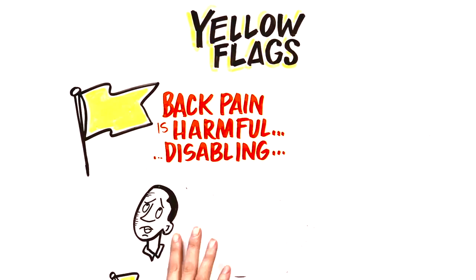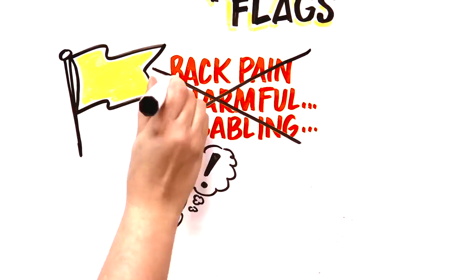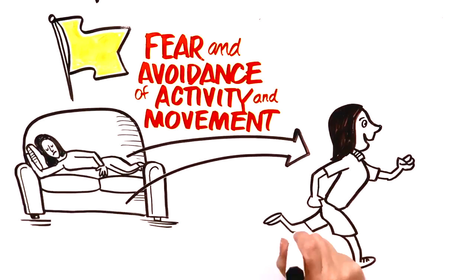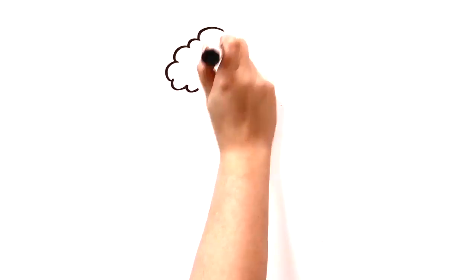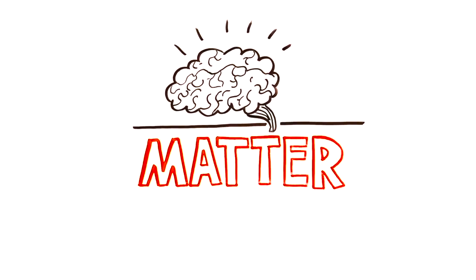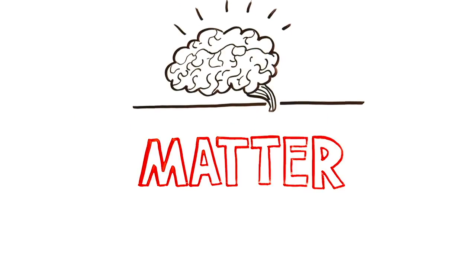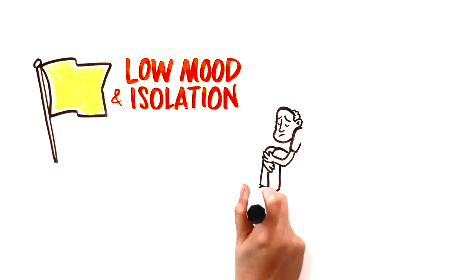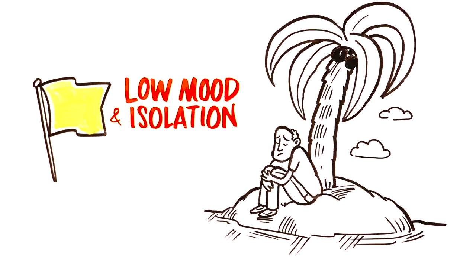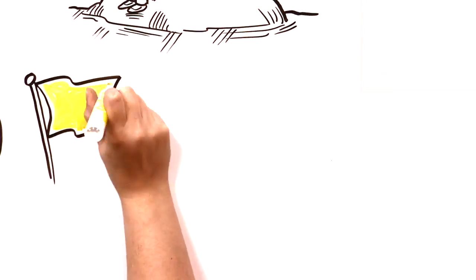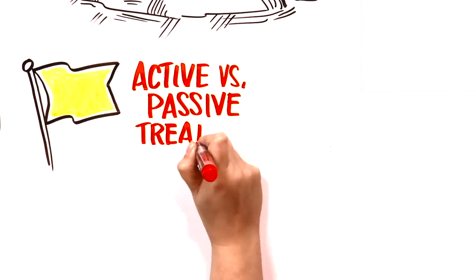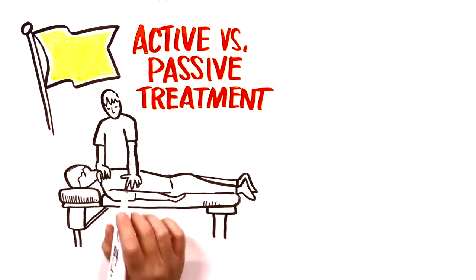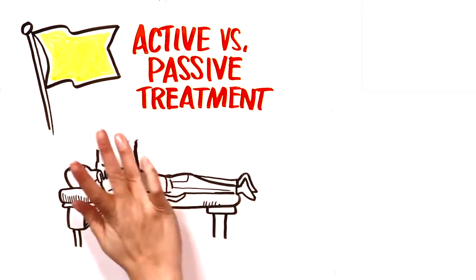Making them believe this debunked flag number 1 because they realized they could function and that it wasn't too harmful for them. This opened up the debunking of flag number 2 because since they didn't think it was harmful, it no longer affected their fear of activity and movement. It just shows that sometimes it's mind over matter. The third yellow flag is a tendency towards low mood and isolation. The fourth flag is the belief that passive treatment instead of active treatments will help. Some people think that you just need to sit there and have someone work on you, when in reality, you have to do some of the work yourself.